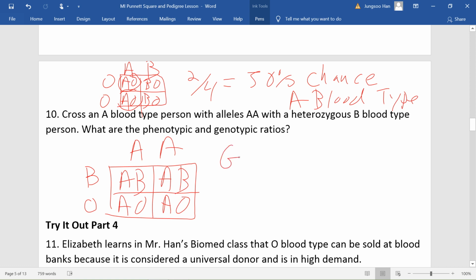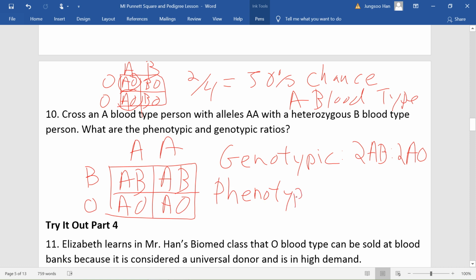So the genotypic ratios: 2 AB and 2 AO. The phenotypic ratios: 2 AB blood type and 2 A blood type.